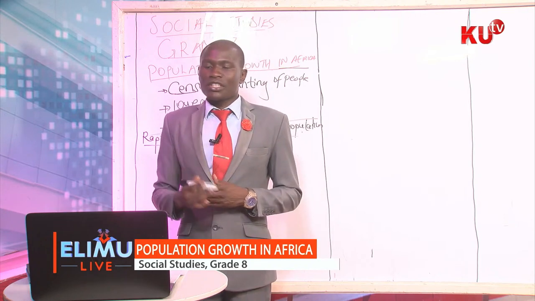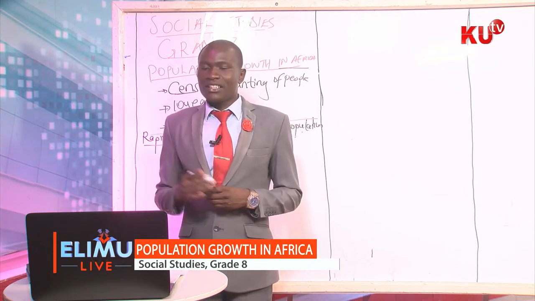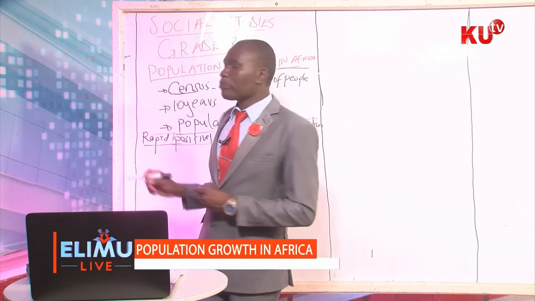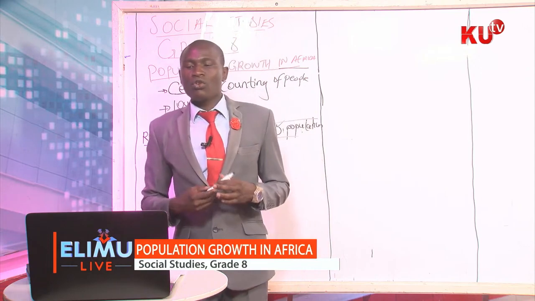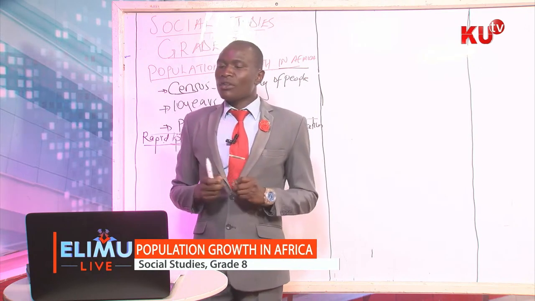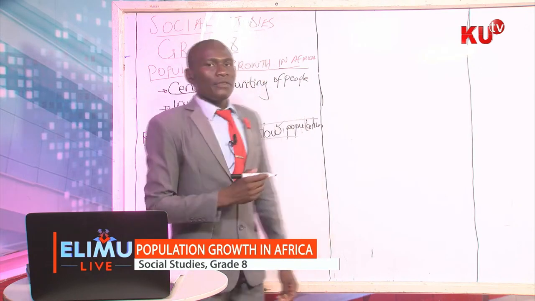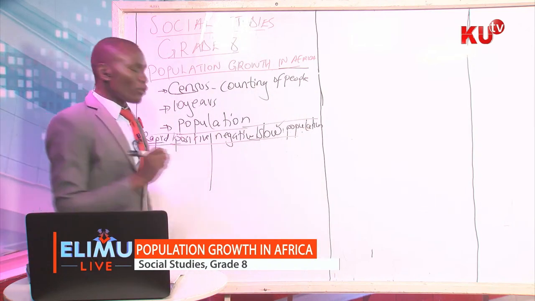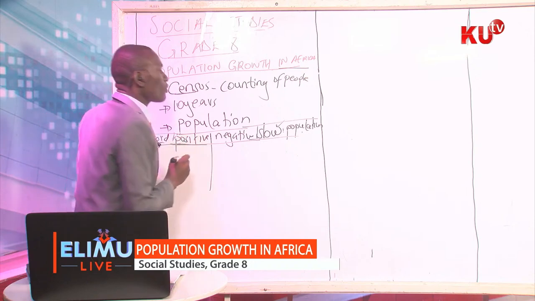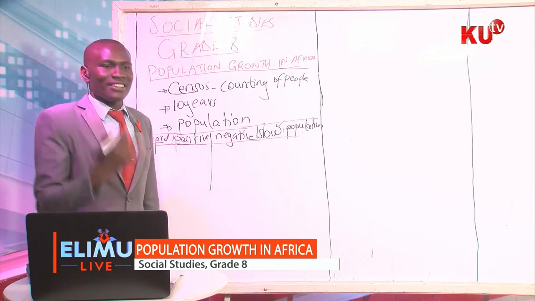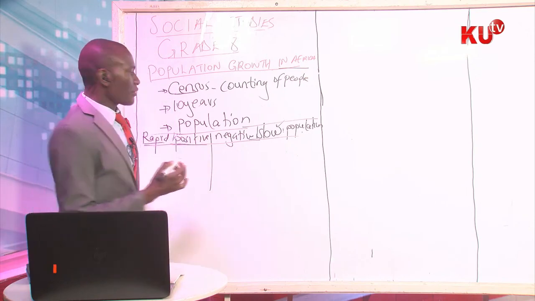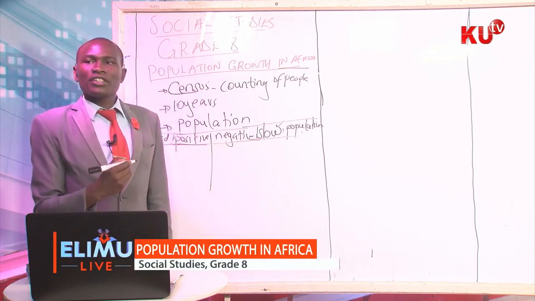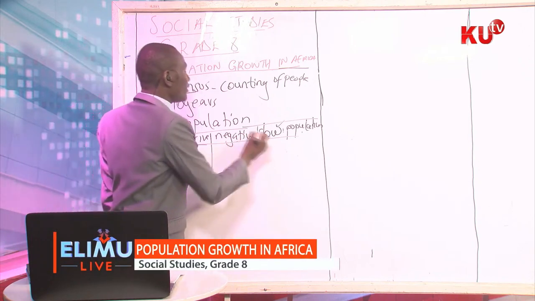So the rate at which immigration or birth rates are high results in high or rapid population growth. And also, just to remind you, rapid population growth is also known as positive population growth because the population is increasing and increasing. Negative population growth means the population of a place is decreasing.